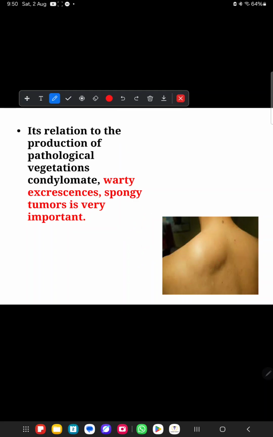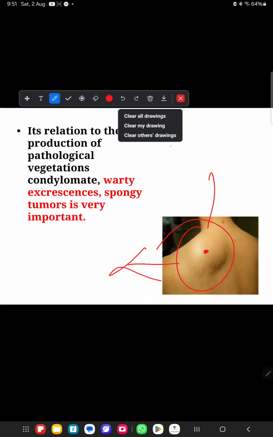But suppose this is a lipoma. And if there is a dermoid cyst, how will we differentiate? Can anyone tell? In dermoid cyst, you will find puncta. Yes, very good, Aryan, excellent. If puncta is there, a small hole, then it will be a dermoid cyst. Very good.